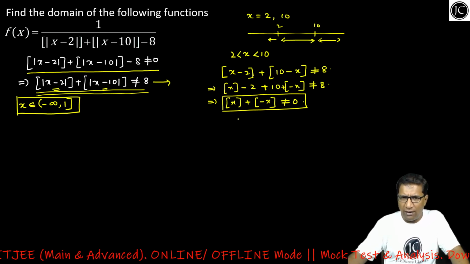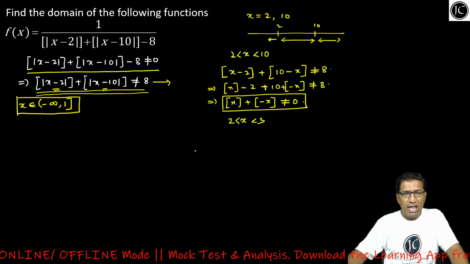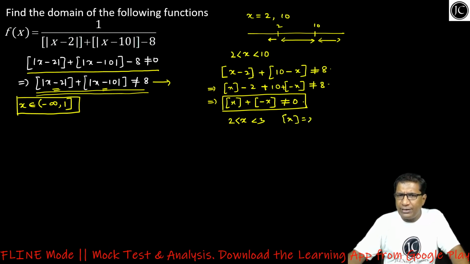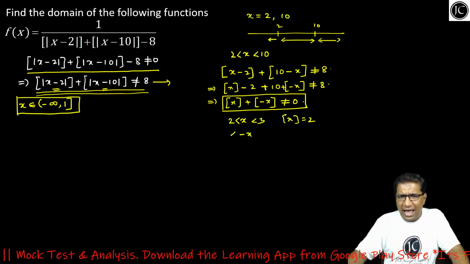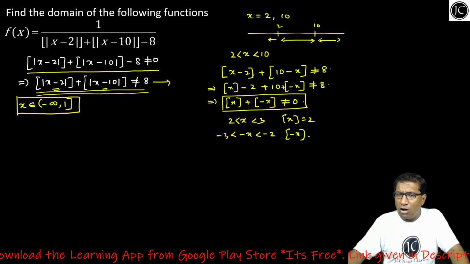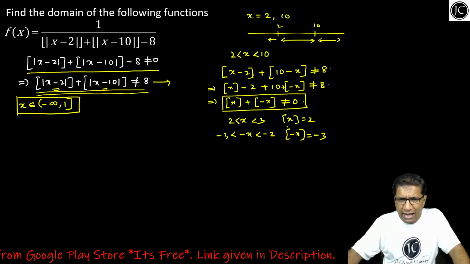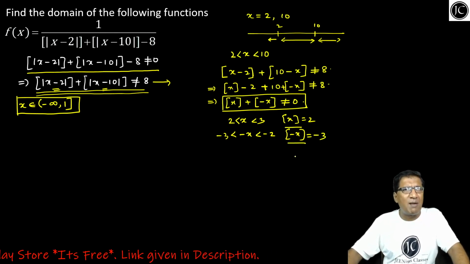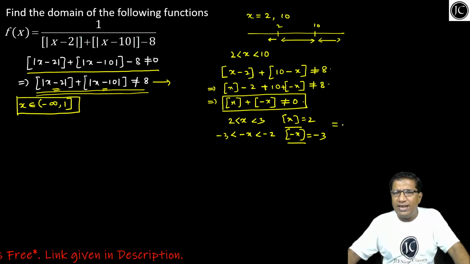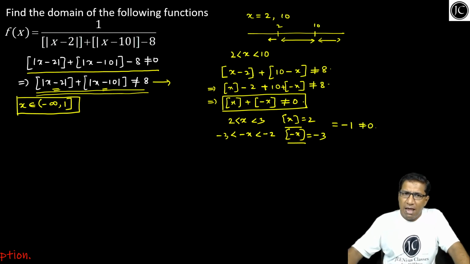बच्चों ये कहां पर होगा? मान लो अगर x is lying from 2 to 3. In that case your [x] कितना हो रहा है? 2. और माइनस x तब लाई कर रहे कहां से कहां तक? माइनस 3 से माइनस 2. इसका मतलब [-x] in that case will give us minus 3. So if [x] plus [-x] अगर हम add करें, we are going to have minus 1. And minus 1 is not equals to 0. Right? मतलब x अगर 2 से 3 के अंदर लाई कर रहे तब ये condition satisfy हो रहे.